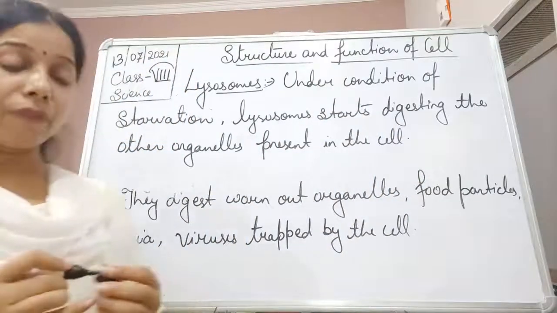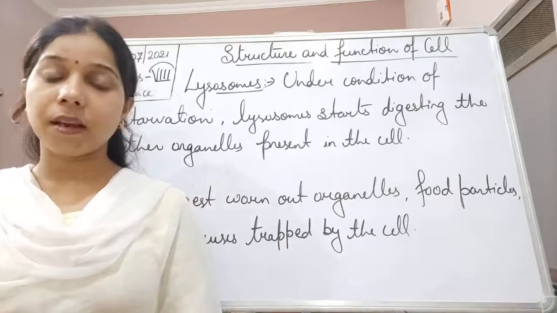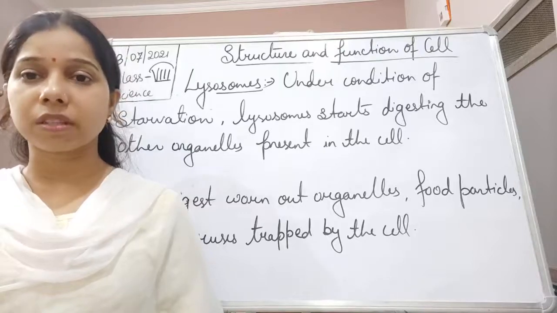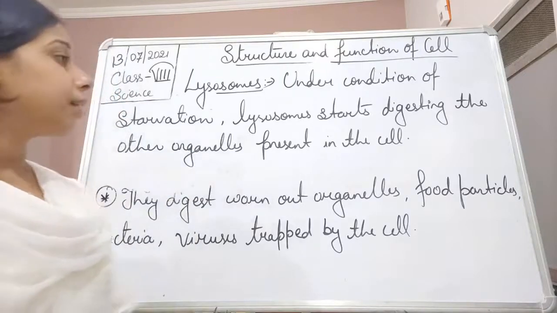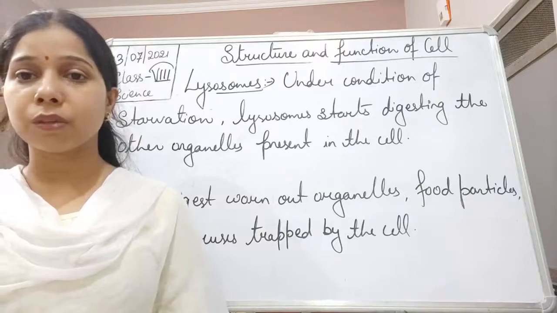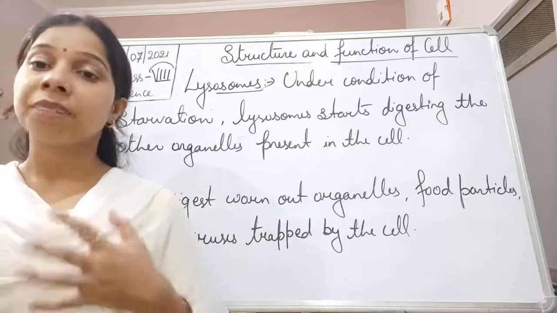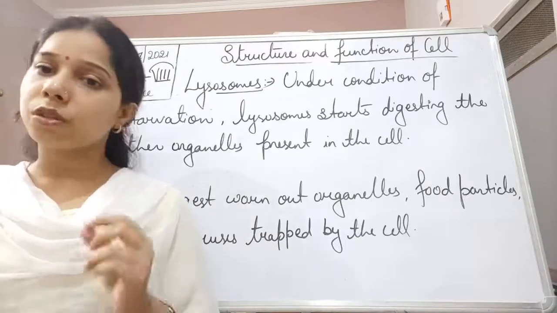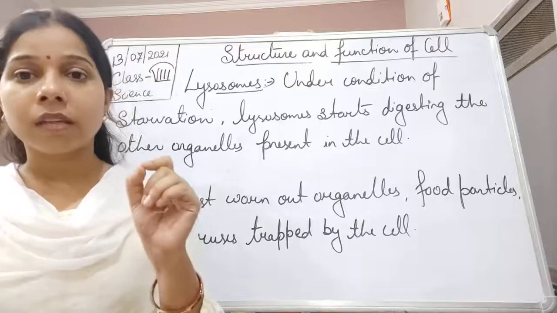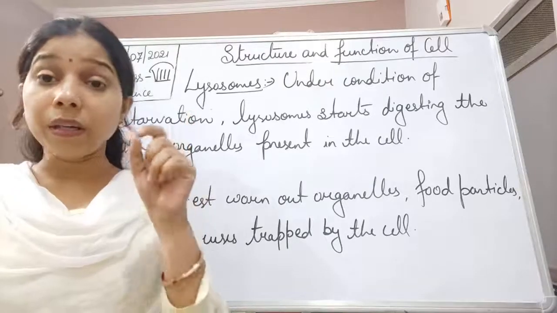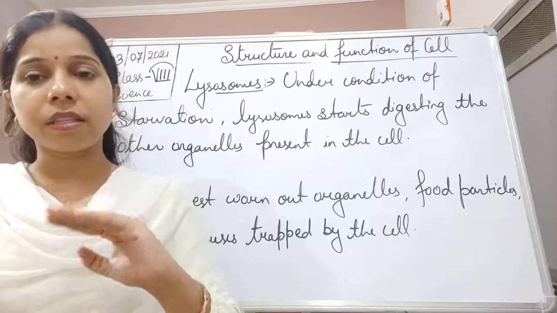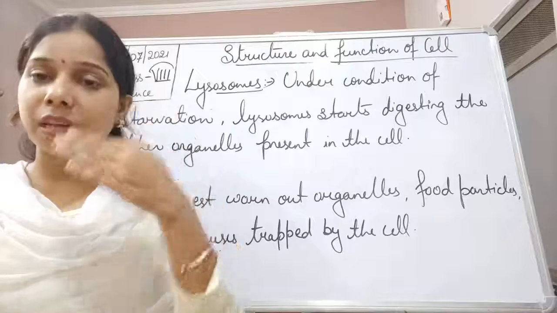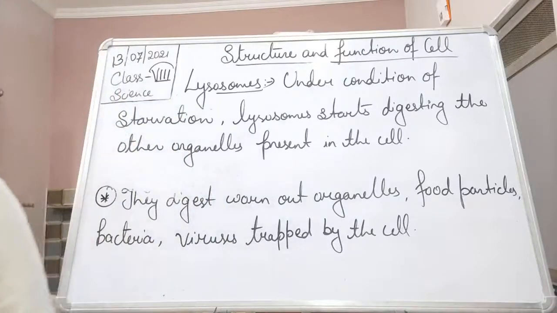Basically what happens when no food is available in the cell, at that time we say it is under the condition of starvation. These lysosomes start, because the digestive enzyme is still there. So these digestive enzymes start digesting the other organelles present in the cell. Actually what happens in this condition, the lysosome bursts. When it bursts, all the digestive enzymes get spread throughout the cell. Then it starts digesting its own cell organelles.